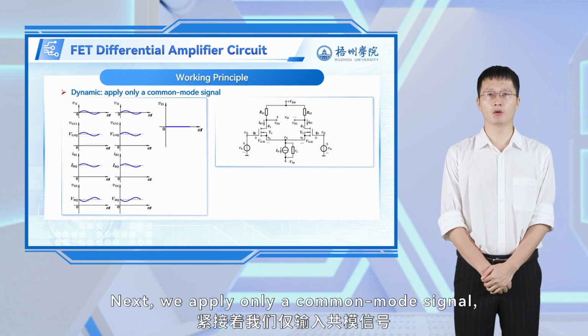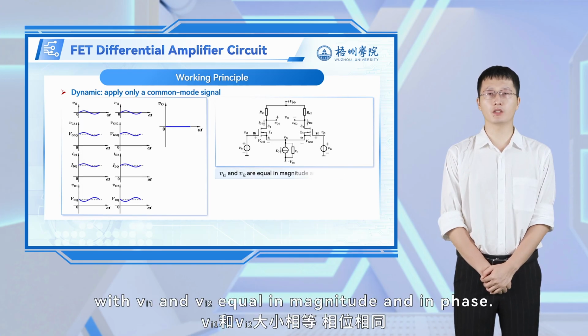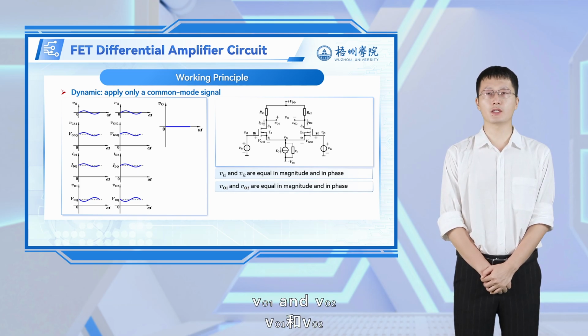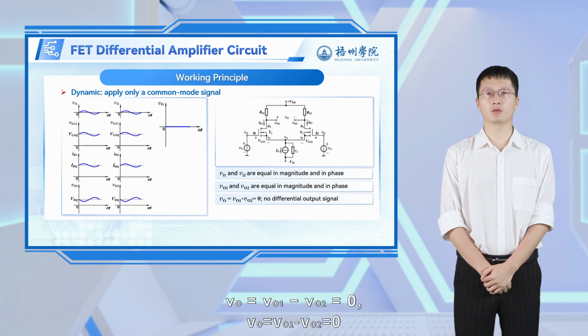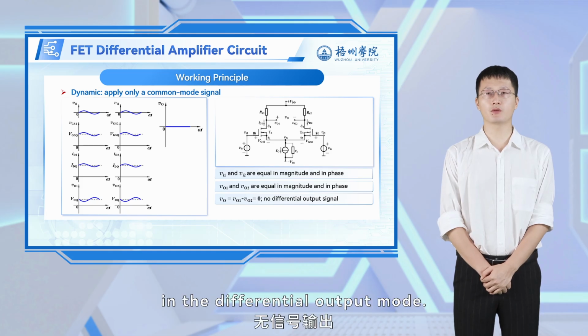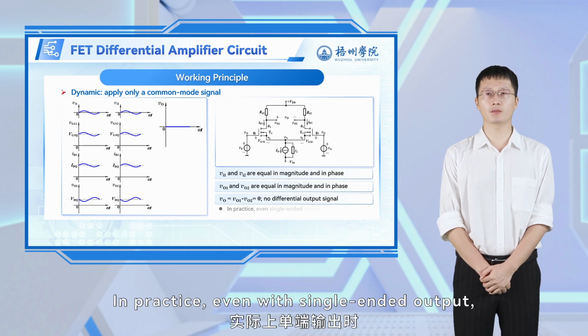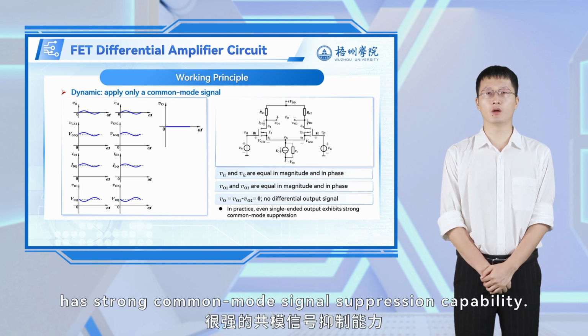Next, we apply only a common mode signal, with V sub I1 and V sub I2 equal in magnitude and in phase. VO1 and VO2 will be equal in magnitude and in phase. VO equals VO1 minus VO2 equals 0, meaning there is no signal output in the differential output mode. In practice, even with single-ended output, the circuit has strong common mode signal suppression capability.